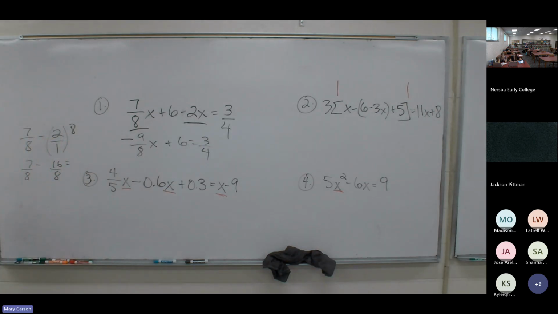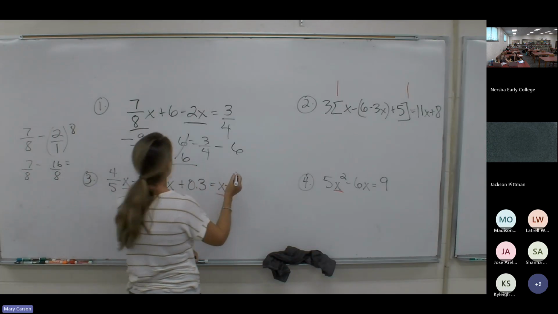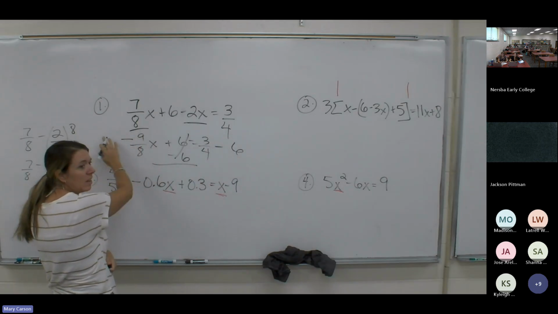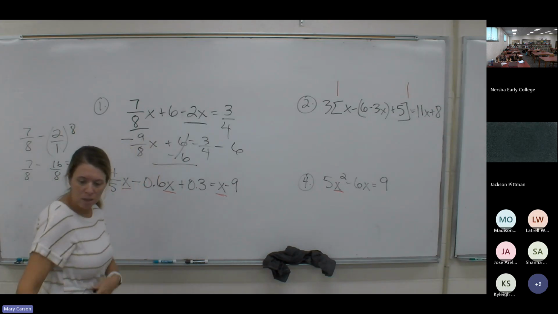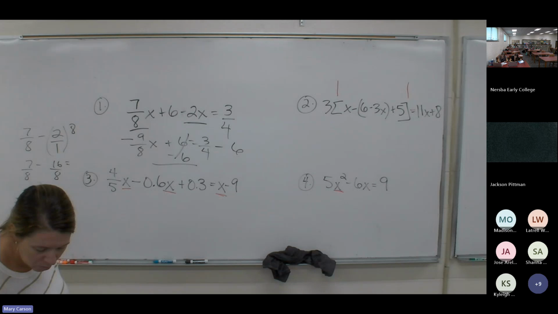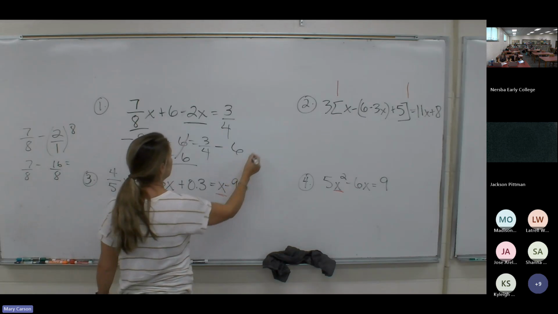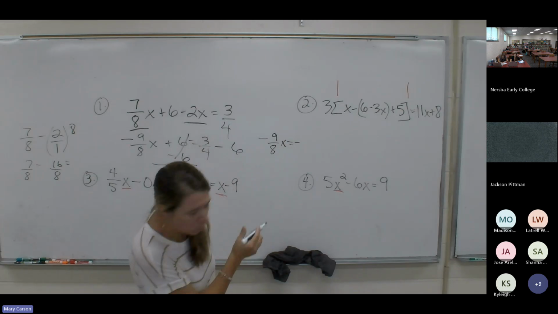Then what will we do? Any ideas? Subtract the 6, but you have to do it to both sides. Now, if you didn't want to work with a fraction, you could multiply this entire thing by 8 and get rid of the whole fraction if you wanted to. But, all right, 3 over 4 minus 6. You can also just plug that in the calculator, and it would be negative 21 over 4. So we're left with negative 9/8 x equals negative 21 over 4.